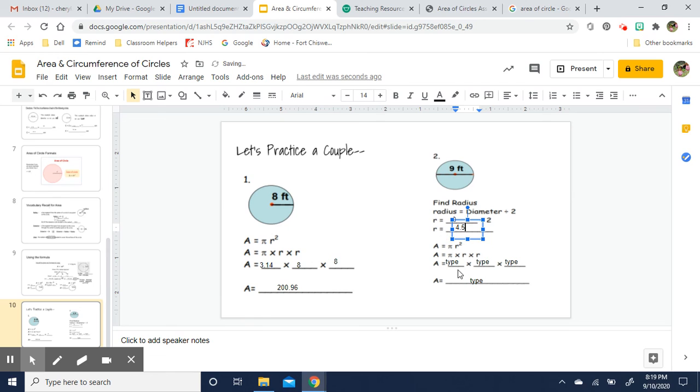All right, so plug everything into our formula here. We put in what we're supposed to use for pi, 3.14. Our radius, which we figured out was 4.5. Another radius, which we decided was 4.5. Now we figure out our answer with a calculator.